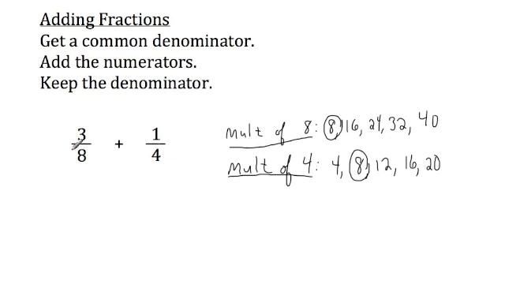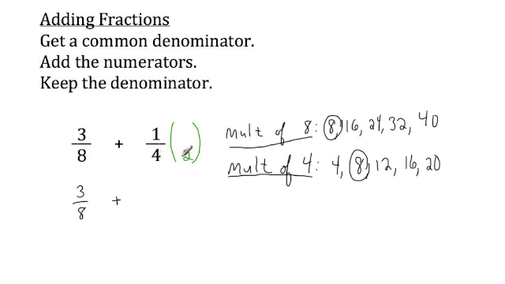There's nothing to do to this first fraction to change it because its denominator is already 8. So I'll bring that fraction straight down. This will remain 3/8. Plus, we need to change this fraction so that its denominator is 8. And we can do that by multiplying both the numerator and the denominator by the same thing. To figure out what you need to multiply by, you need to ask yourself, what would I have to multiply 4 by to get 8? The answer there is 2.